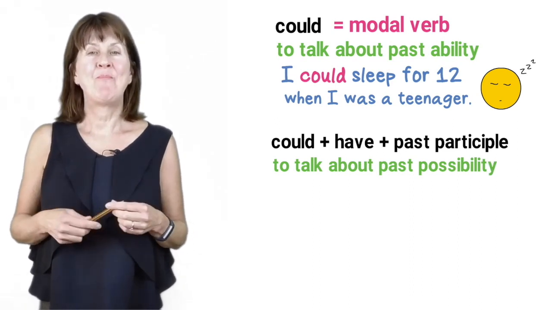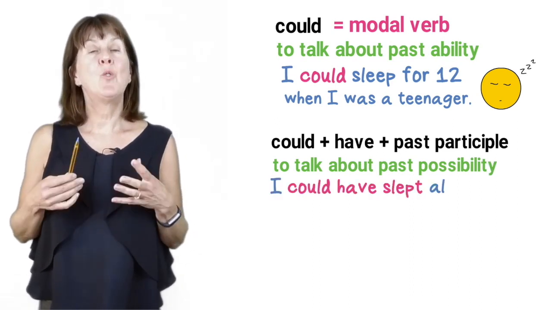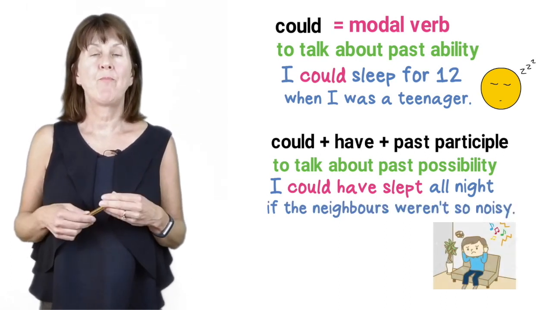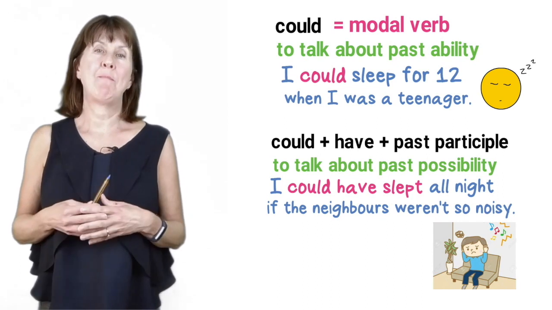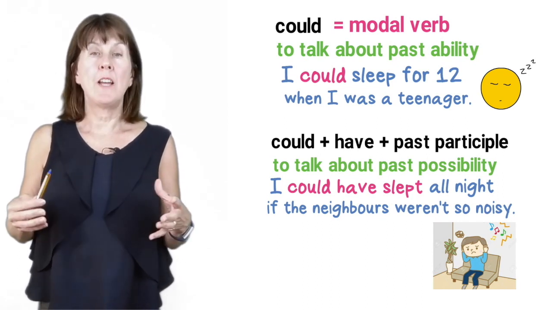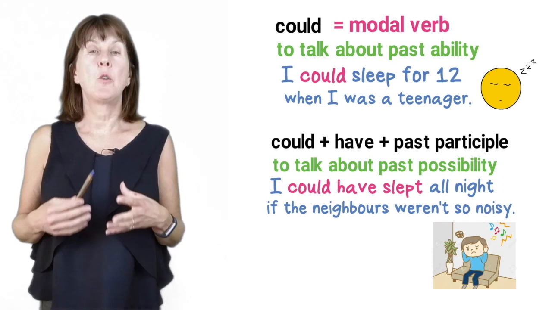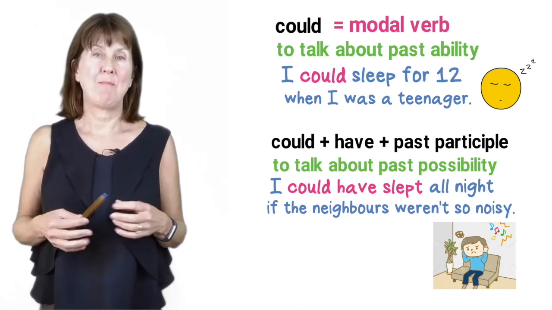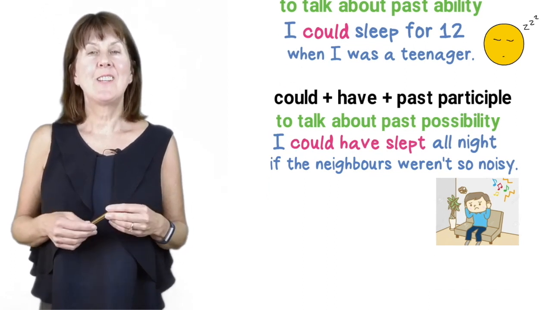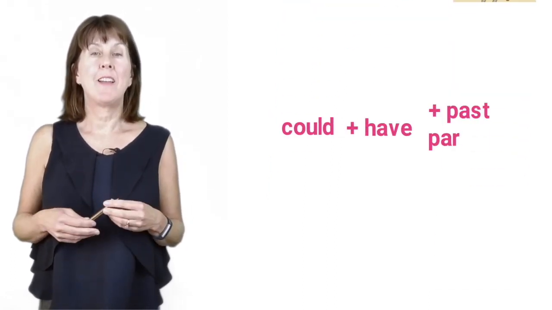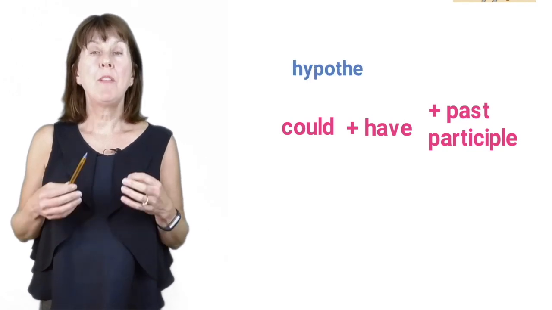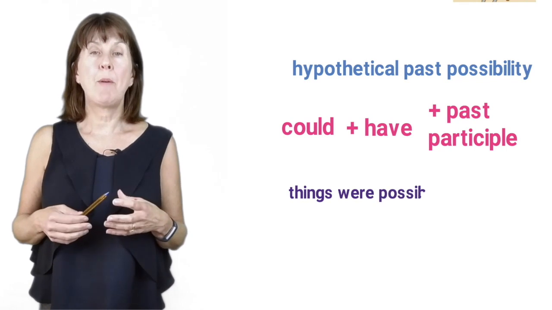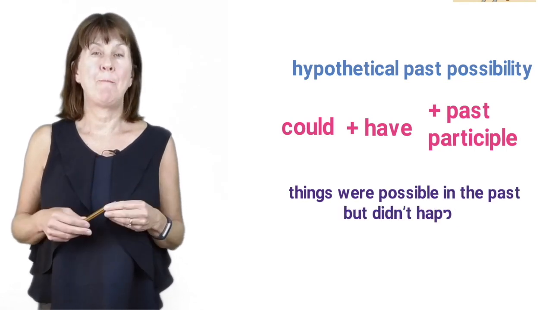For example, I could have slept all night if the neighbours weren't so noisy. So it would have been possible to sleep all night if the neighbours didn't make so much noise. This is past possibility. So let's look at when we use could have. Firstly, for hypothetical past possibility, things that were possible in the past but didn't happen.